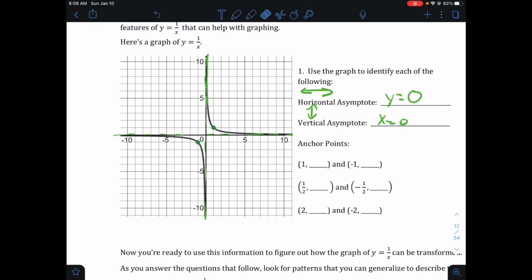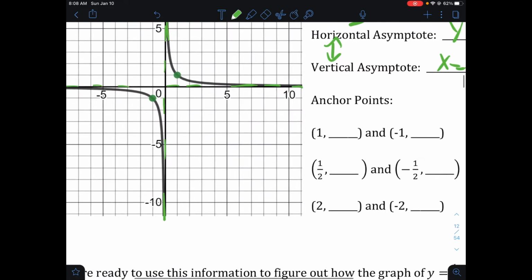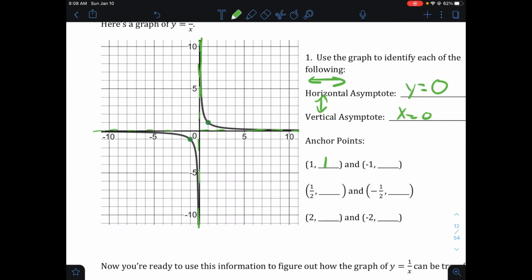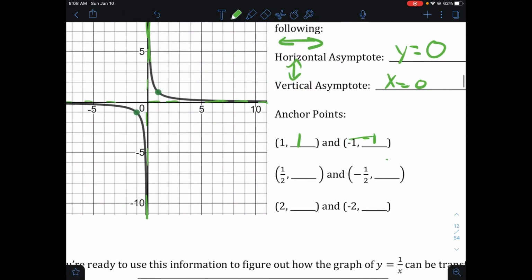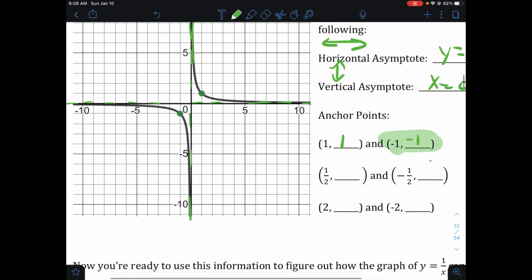Then we've got anchor points. So let's look. We've got the point 1, comma, and that's going to be 1. And look at the graph. It's -1, comma, what? Look at the function. Finish up this point. -1, comma, that's going to be -1. This guy, -1, -1. That's your point there.